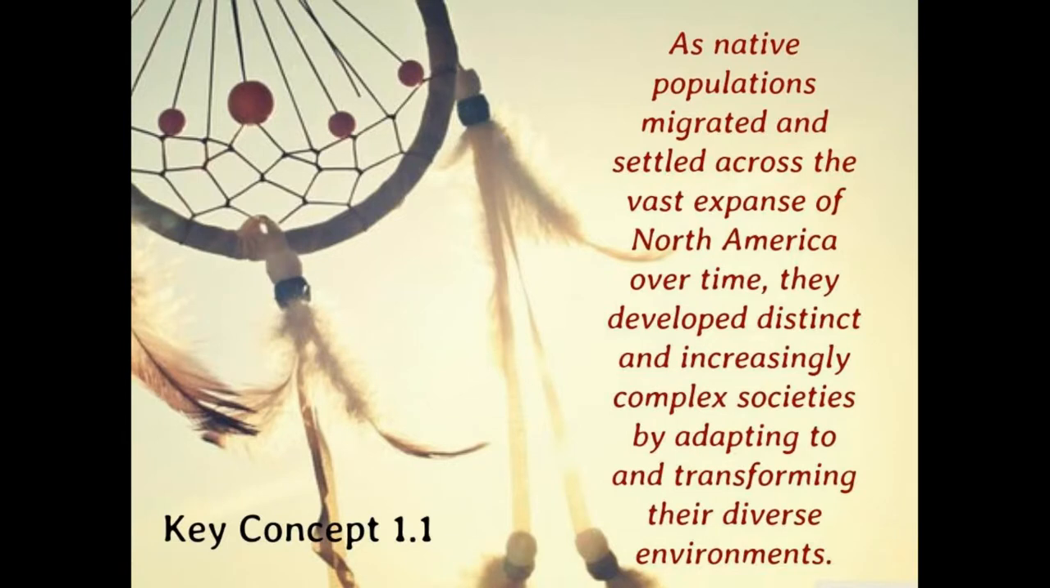Here is our first key concept. There are two in this unit. So key concept 1.1, if you look at this, it says, as native populations migrated and settled across the vast expanse of North America over time, they developed distinct and increasingly complex societies by adapting to and transforming their diverse environments. So there's a lot of things that you need to know in here specifically, and that is the idea of the different tribes, the different regions that we're going to look at here, and really how did they transform their environment that they were given, but also how did they adapt to the environment in which they lived.